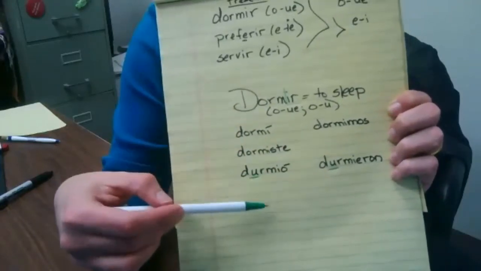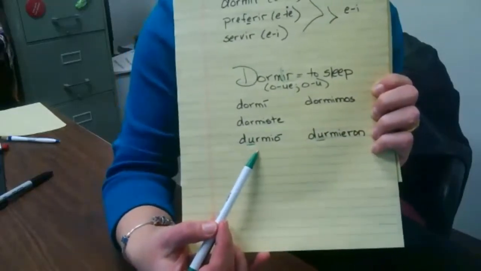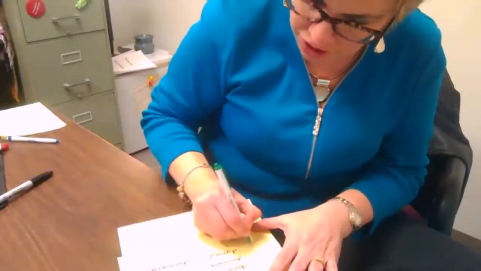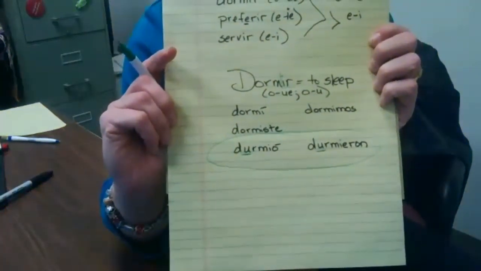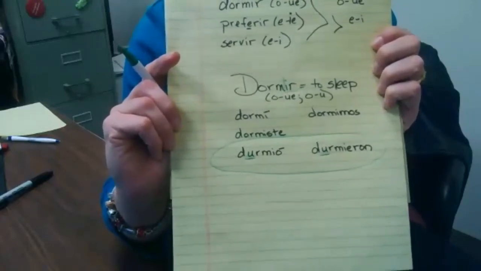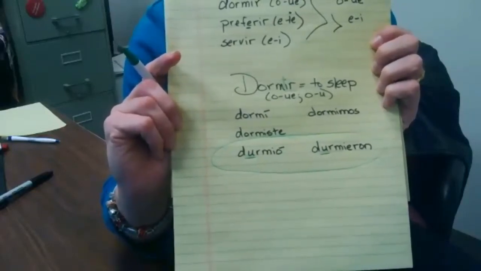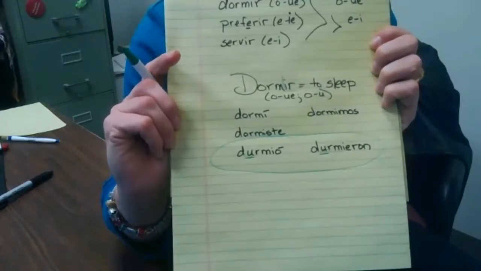But down here in this third row, this is third person singular, third person plural. I changed the O to a U. Do y'all see where I changed the O to a U? So when we make a stem change, it's just going to be down here, in that third row, that group down there. That's where your stem changing takes place.